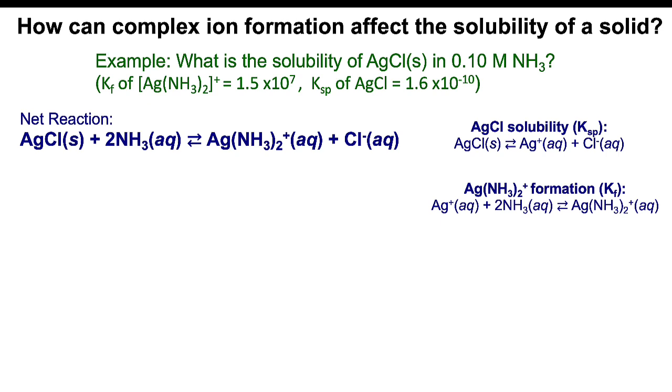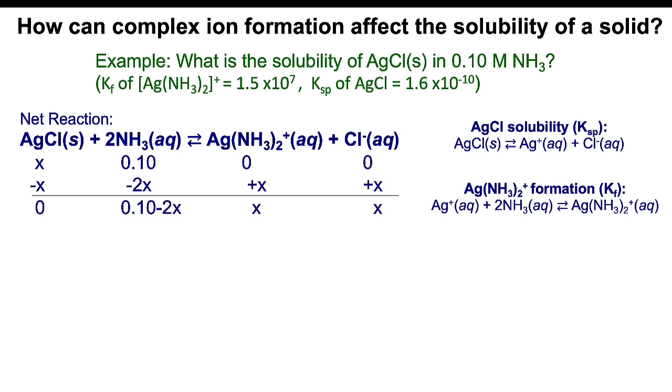Now, we can just put these together, right? Let's just add the two together. And if we do this, we get the following net reaction. This is literally the two reactions on the right, just added one plus the other. Note that we actually have the silver plus cancel out as it appears in the reactants on the Kf and the products on KSP.